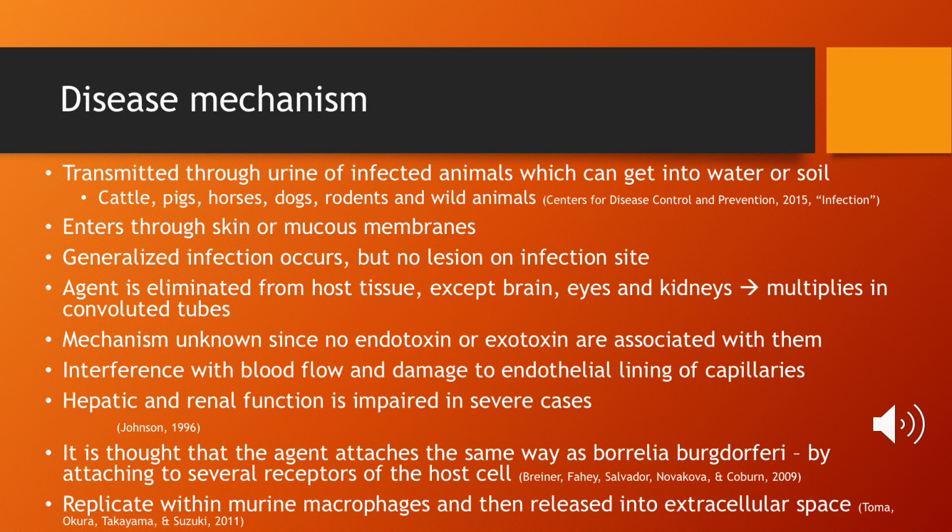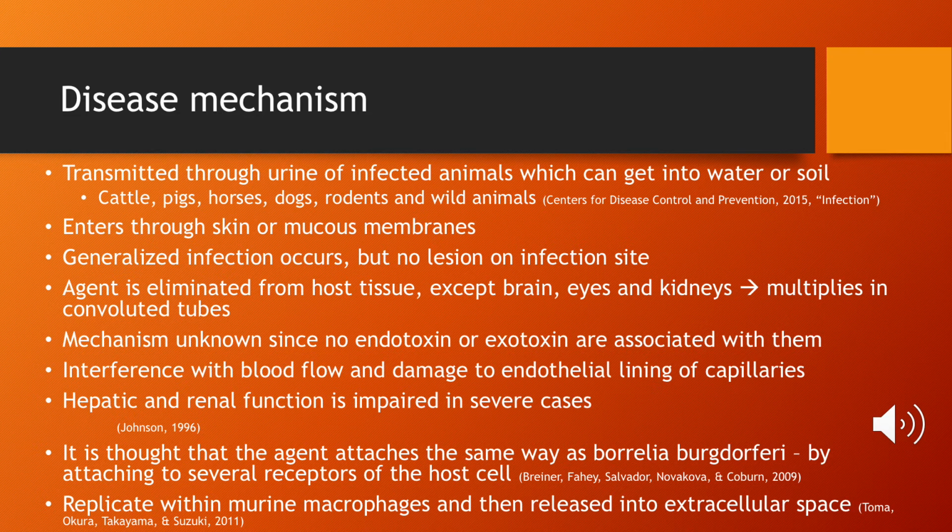Leptospira interrogans is transmitted through urine of infected animals, which can get into water or soil and then enter through the skin or mucus of the host. The infected animals include cattle, pigs, horses, dogs, rodents, and wild animals. And actually, the infected animals can have no symptoms and be asymptomatic.